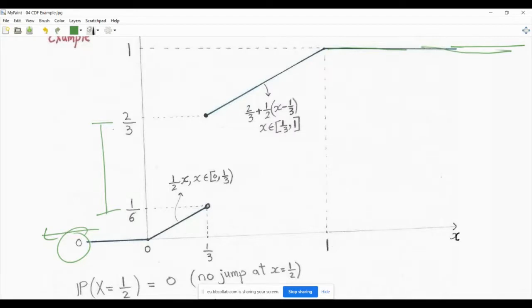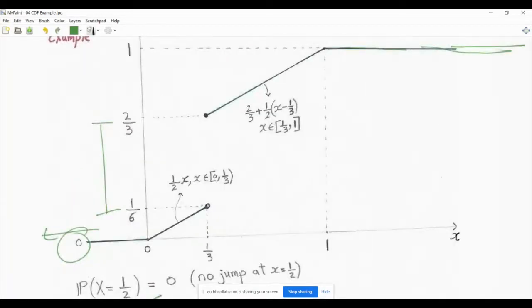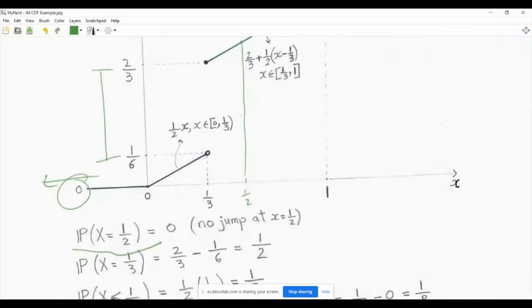Okay, so let's compute some probabilities and see how the CDF can be used to obtain them. What is the probability that x is equal to 1 over 2? So where is 1 over 2? It is living somewhere here. And at 1 over 2, the curve for the CDF is continuous, right? No jumps or anything. And this is an indication that the probability that x is exactly equal to 1 over 2 is equal to 0. You don't see a jump at 1 over 2.